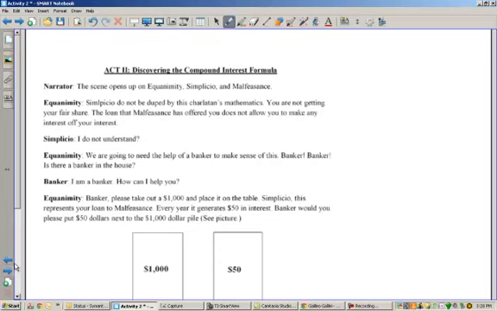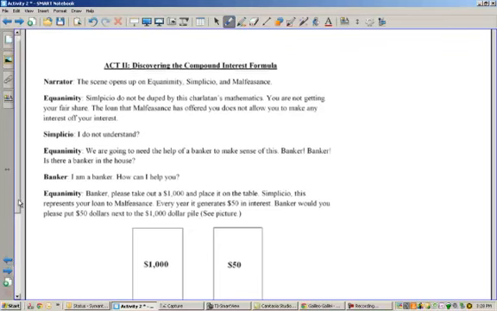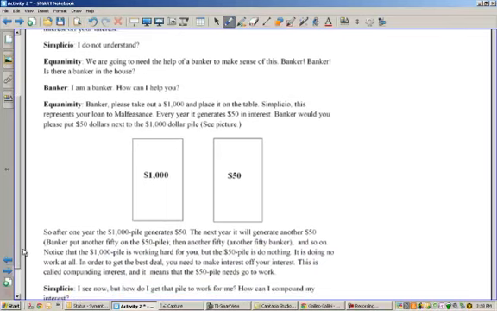And so Equanimity is going to try to explain this to Simplicio, and he basically says, look, each year you're making $50 off that $1,000, and that's great, but you're not making any more money off that $50. It's just sitting there. And what you really need to do is compound your interest, right? Make money off of your interest too. And so Simplicio is a little confused. So Equanimity goes through this sort of example, which we used our phony money.